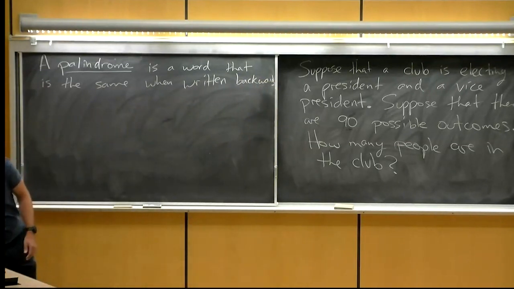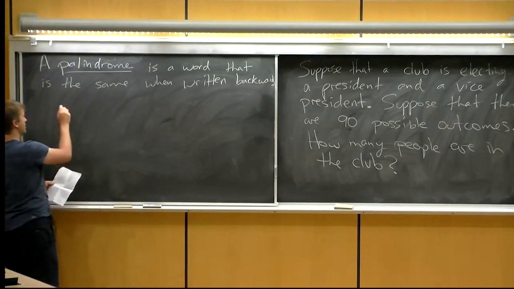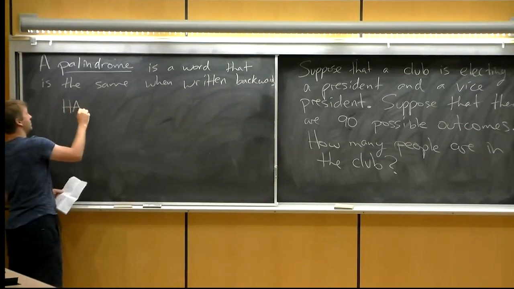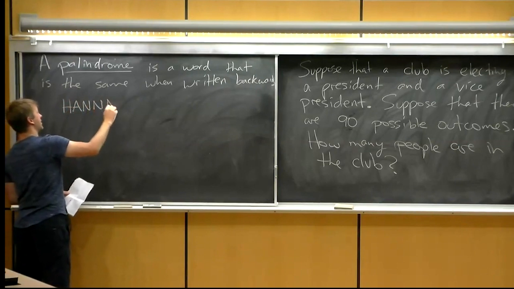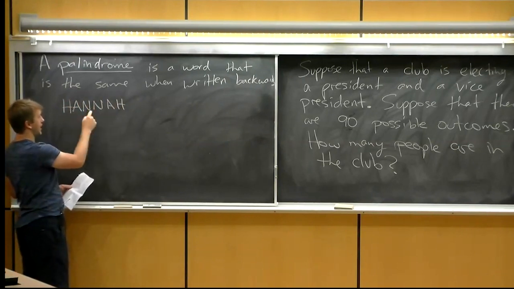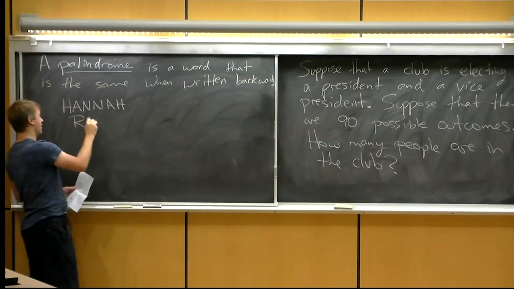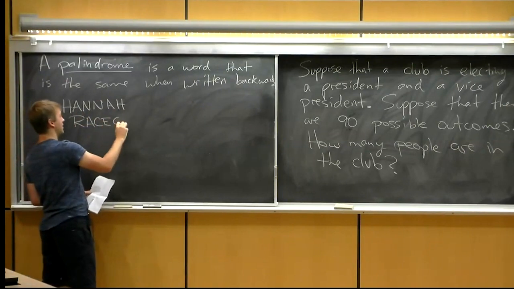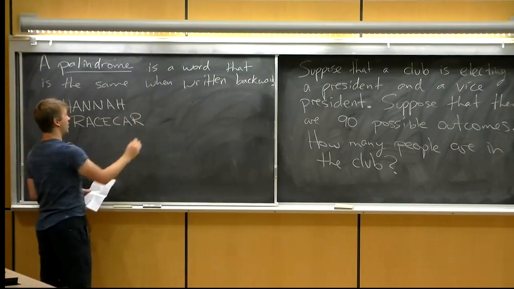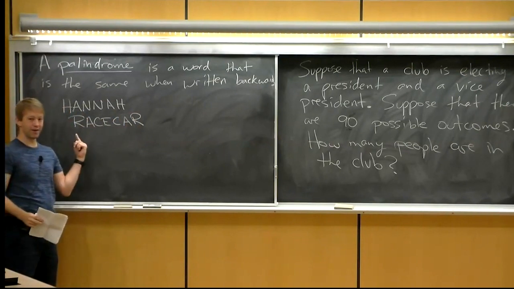For example, the name Hannah is a standard example. If I write it forward, H-A-N-N-A-H, it's the same backwards. Race car is another famous long palindrome. If you write this forward or backwards, you get the same thing.